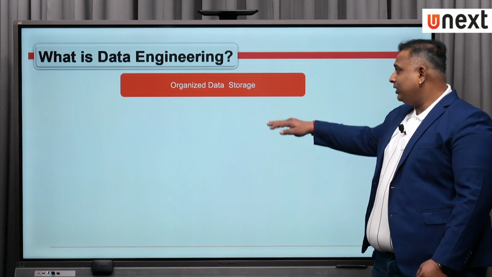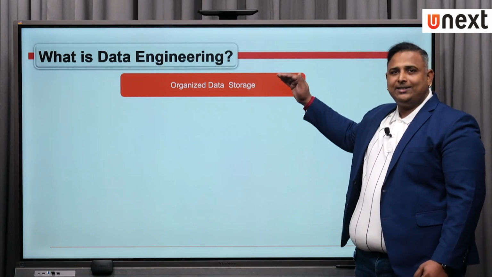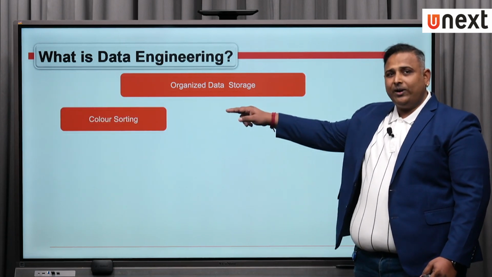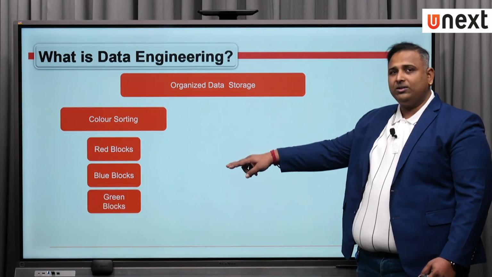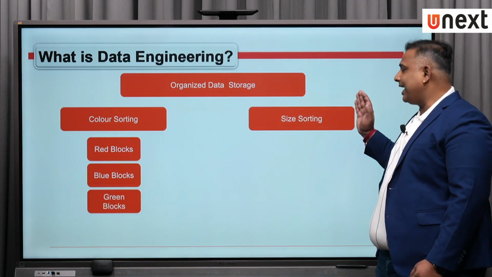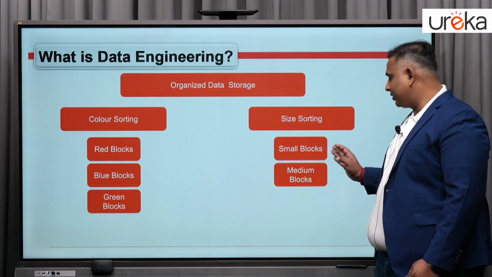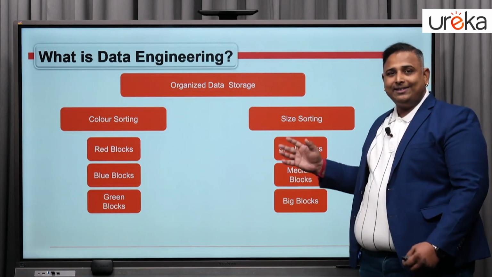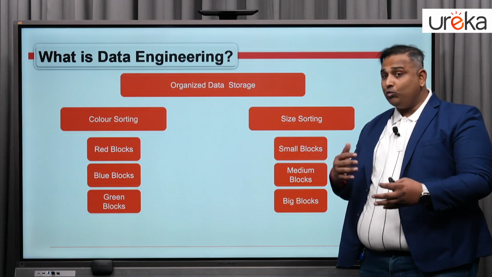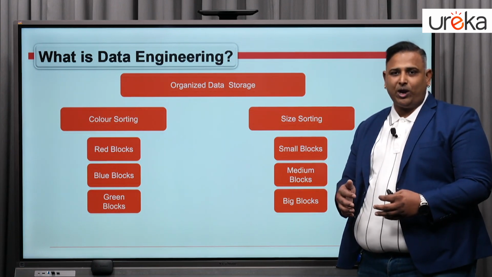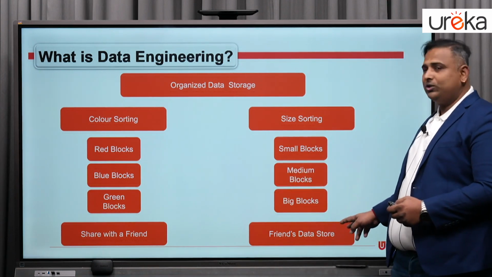Now I'm going to give you the full insight about it in the architectural view. We organize data storage with respect to color, where colors are sorted into red blocks, blue blocks, green blocks. Similarly, I put those blocks as per size: small blocks, medium blocks, big blocks. This data also needs to be shared with your colleagues and friends, sometimes collaborating on the same project. In that case, you share this data with your friends to its own storage drive.